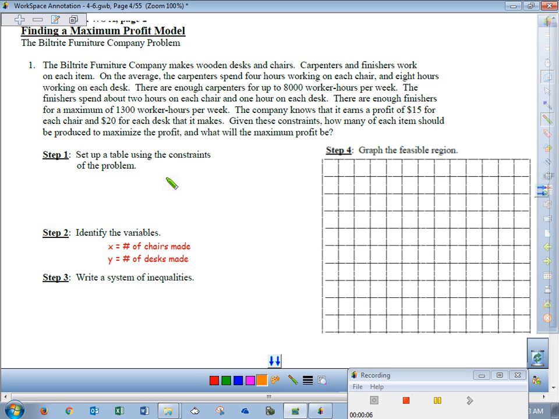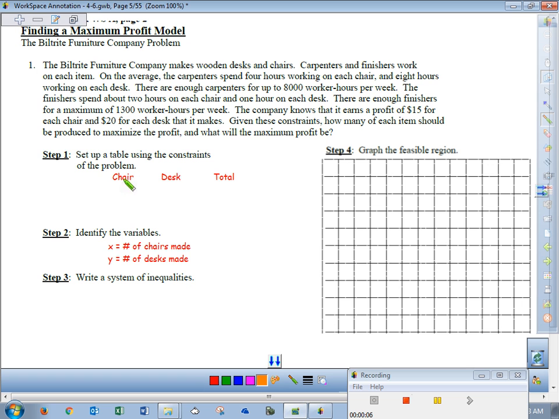Again, please don't let this overwhelm you. After 2 examples, you'll feel pretty comfortable, to where we'll do 2 more after that. So to set up the table using the constraints, here's what we should do. Whatever our variables were, one of them was chairs and one of them was desks, set up a column. We're going to set up a little table right here. So a column for chairs, a column for desks, and a column for total, right? So just trust me on this. It'll make sense after we're finished.